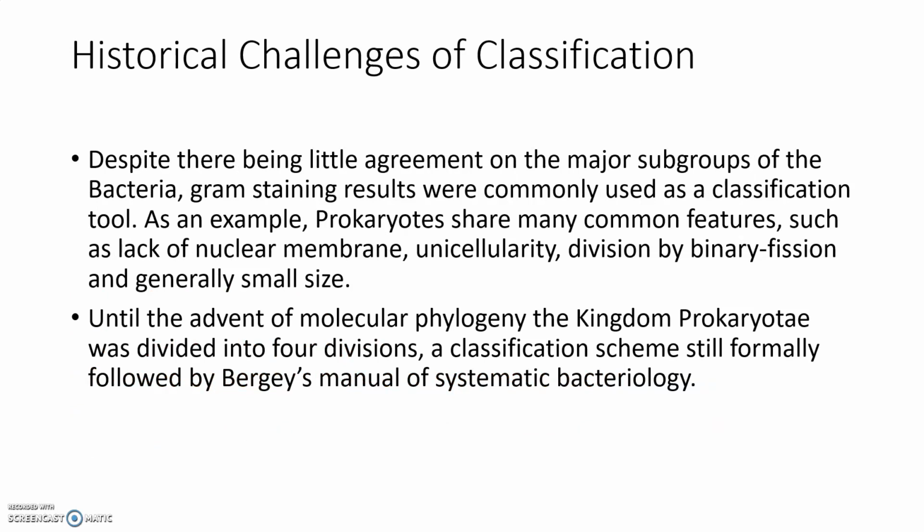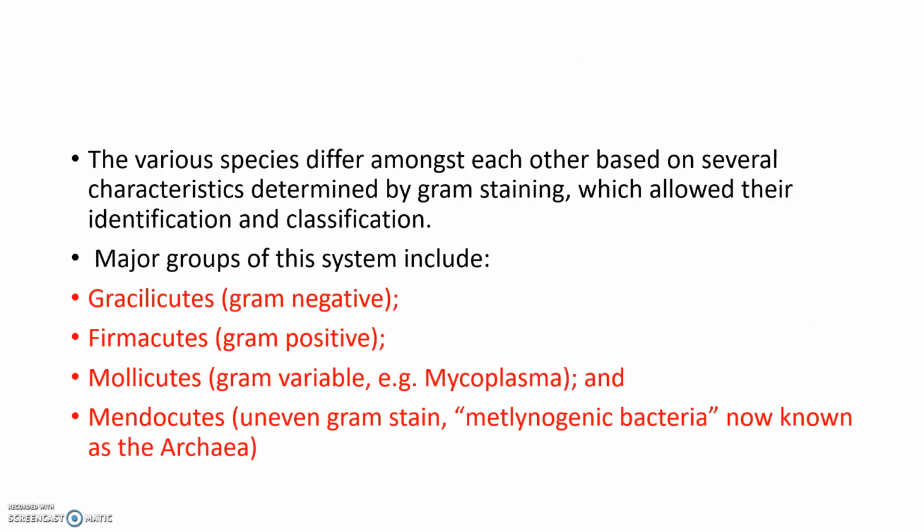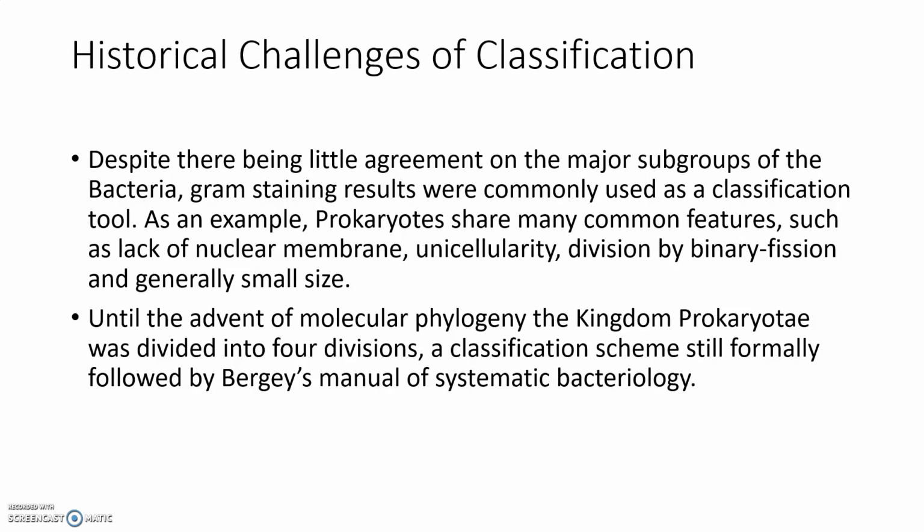Major groups of the kingdom Prokaryote, which was defined by Bergey's Manual of Systematic Bacteriology, that is Gracilicutes, which means gram-negative, Firmicutes, that is gram-positive, Mollicutes that are gram-variable, for example mycoplasma, then Mendosicutes. These are uneven gram stain, that is methanogenic bacteria now known as archaea. So these are the four major subgroups coming under the kingdom Prokaryote. Okay.